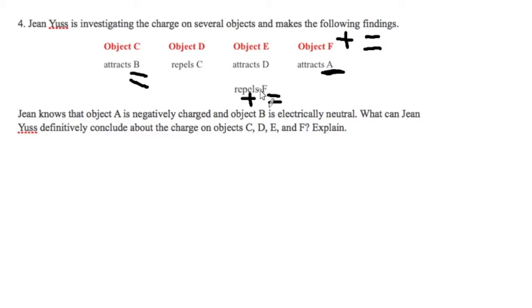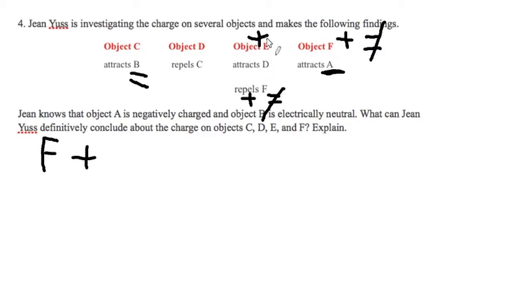And we know that it repels object E. And the thing about repelling is a neutral object can't repel anything. So we now know that it can't be neutral. Can't be neutral. And it can't be negative because it attracts A. So therefore object F has to be positive. Great. So if object F is positive, then that means object E is also positive because it repels object F. And two same charges repel each other.